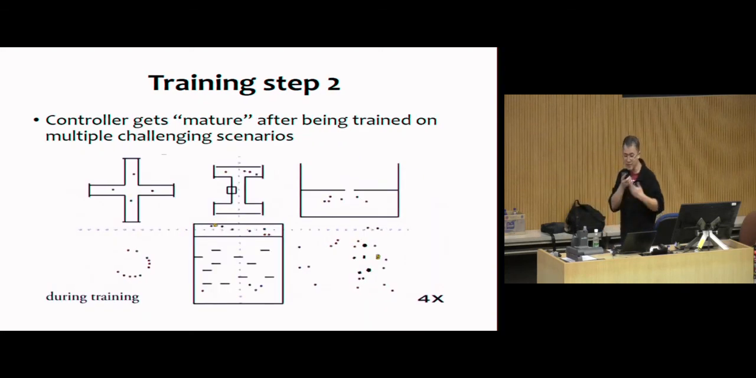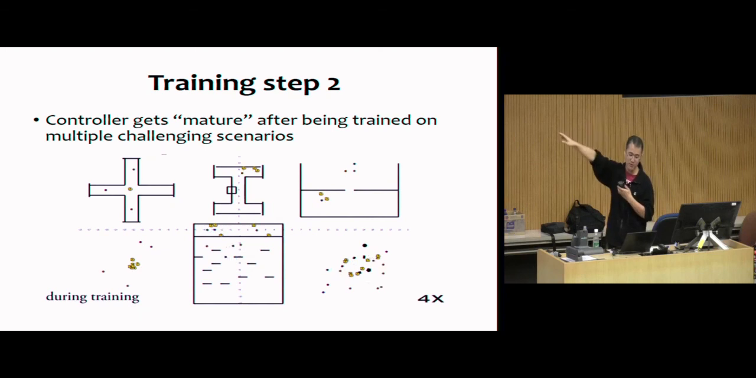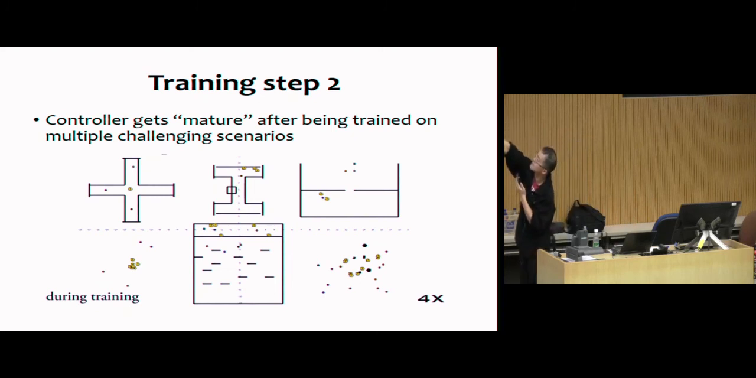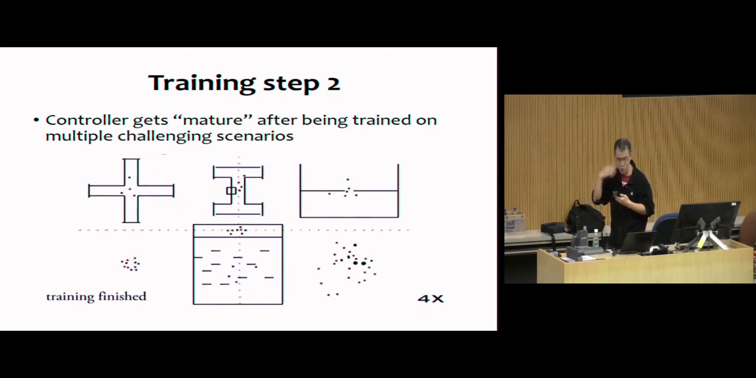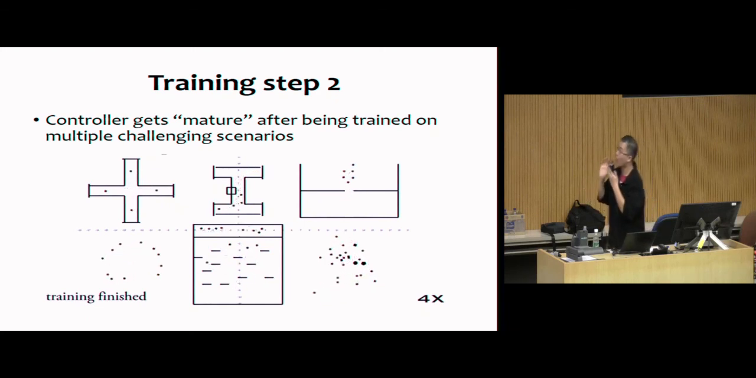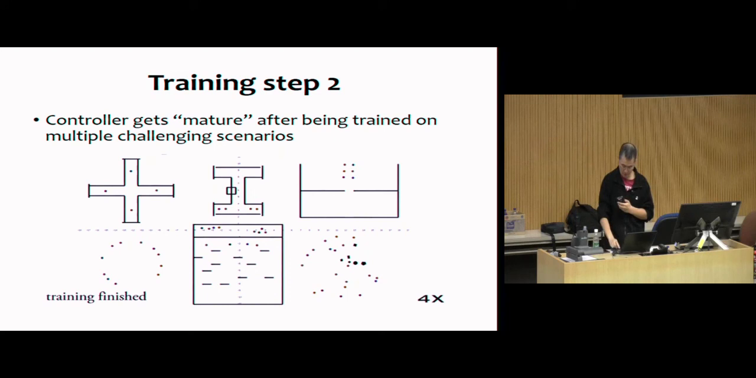After that, we start from this baby controller, and to improve it more, we train the controllers on multiple challenging scenarios. As you can see here, these scenarios have some static obstacles, and some of them have very narrow passages. The robots find it difficult to go through, and there are many more agents inside these scenarios. After the training, we want to make sure that all the agents can work well in all scenarios. As you can see, we only train in relatively simple scenarios with only a few obstacles.